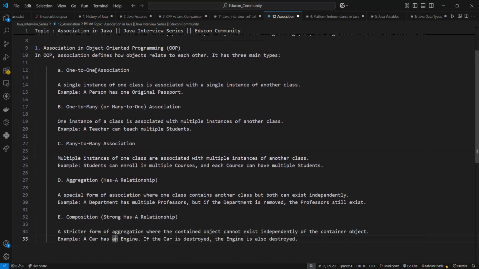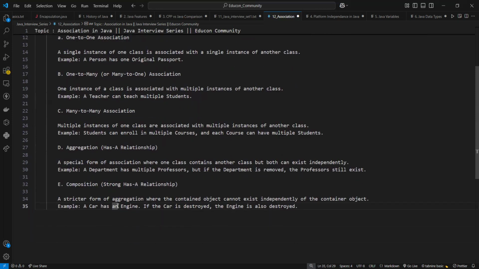There are mainly five types of association. But if you break one to many and many to one into separate types, you can also consider six types. Mainly they are one to one association, one to many or many to one, and many to many, and the special types are aggregation and composition.